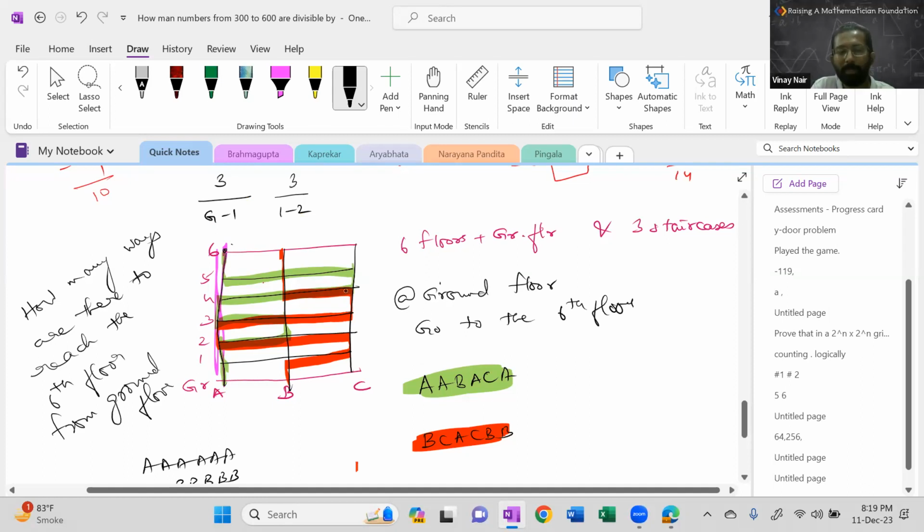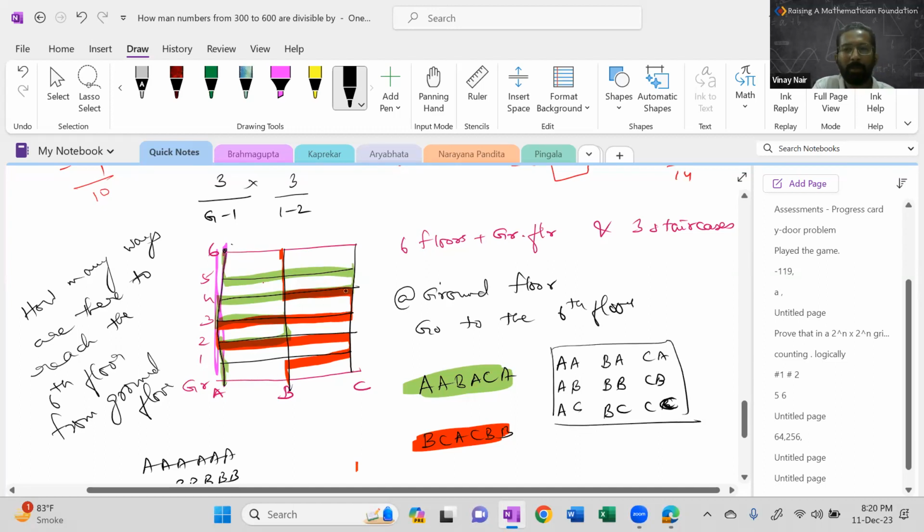There are 3 ways. So it is basically like this. Ground to first, you take A. First to second, you take A. Ground to first, you take A. First to second, you take B. Ground to first A, first to second C. Ground to first B, first to second A. And so on. So there are 9 ways. 3 into 3 is these 9 ways.